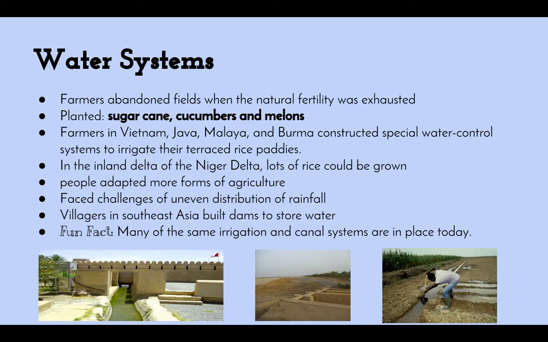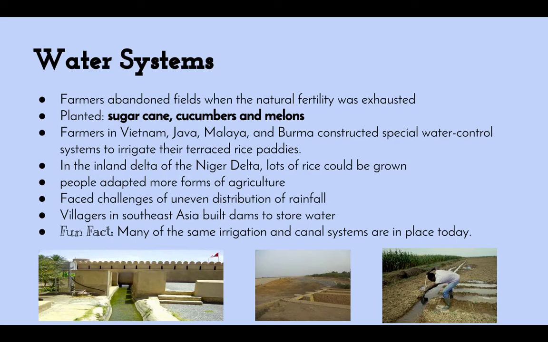As far as water systems go, farmers would abandon the fields every couple of years when the natural fertility was exhausted. These fields planted sugarcane, cucumbers, and melons, and the farmers in Vietnam, Java, Malaya, and Burma constructed special water control systems, essentially canals, to irrigate their terraced rice paddies. In the inland delta of the river delta, lots of rice could be grown because it was a very wet area, and people adapted for more forms of agriculture as water allowed.